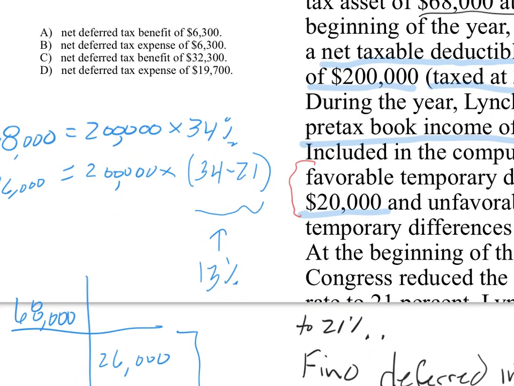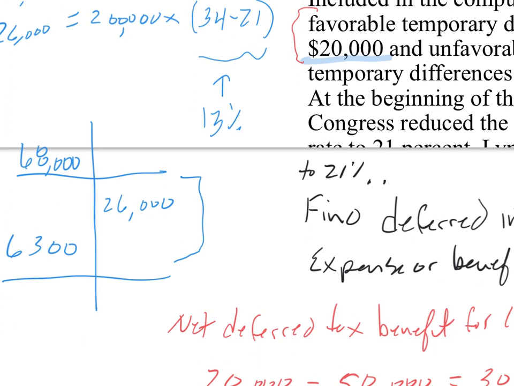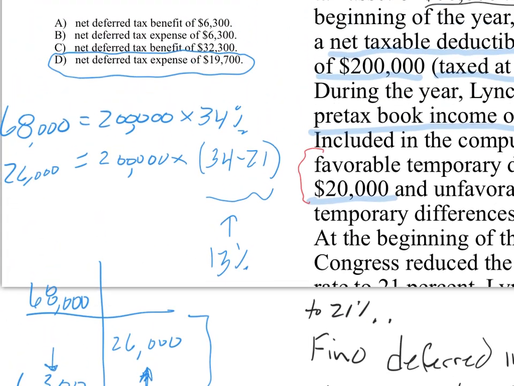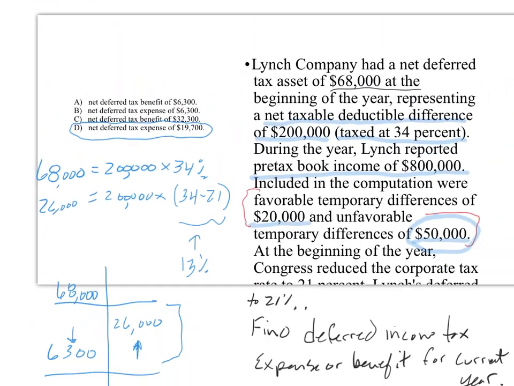So let's come back up here and take a look, and we can see that it is a net deferred tax expense of $19,700, again, because our credit to our T account outweighed our debit to our T account. And so that makes sense. Okay, so that is the answer to our question.